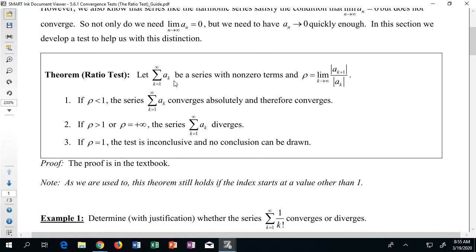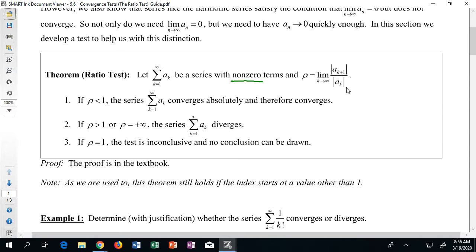Let's suppose that we have a series with a sub k, where k starts at 1 and goes to infinity, and it's a series with non-zero terms. I'm definitely going to need things that are non-zero because I'm going to be setting up a ratio, and I want to make sure my denominator doesn't turn into 0. Now, let's suppose that we set up a limit of the ratio of the k plus 1th item over the kth item, and we take the limit as k goes off to infinity. This is almost similar to when we did ratios of consecutive terms to show increasing and decreasing, but it's a little bit different now because we have this limit on it, and we're also going to put absolute values on top and bottom.